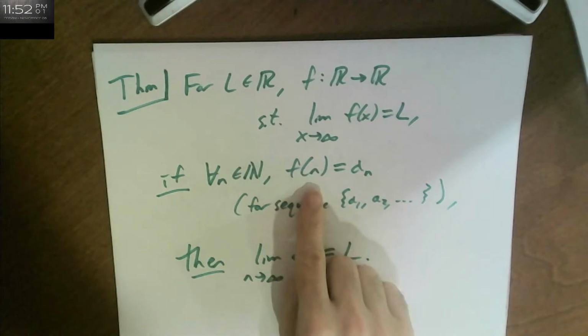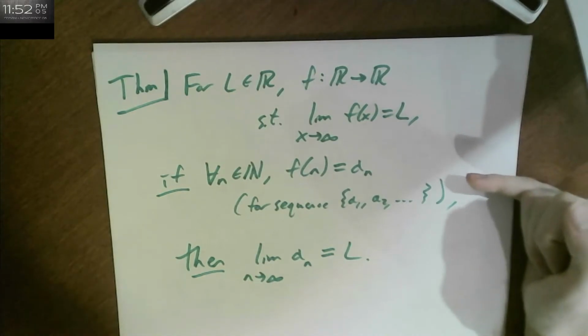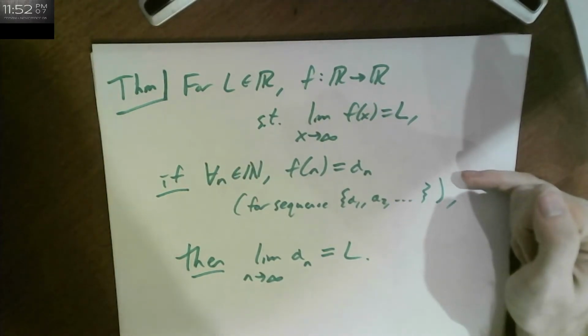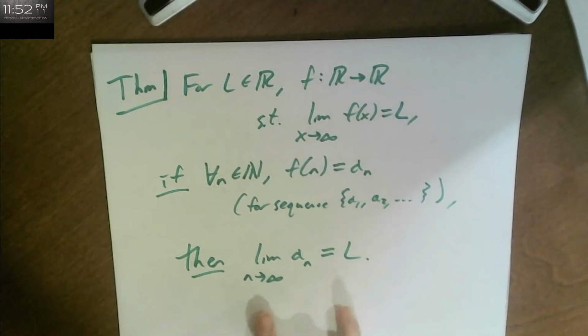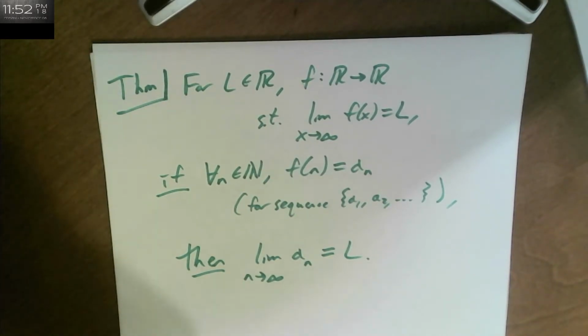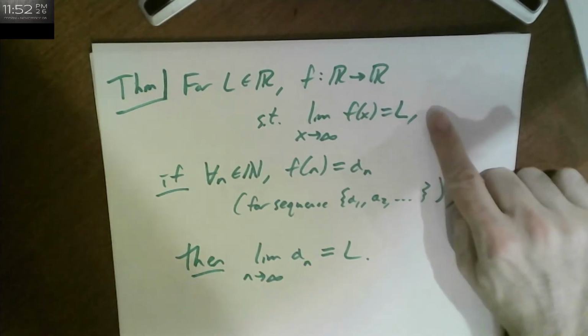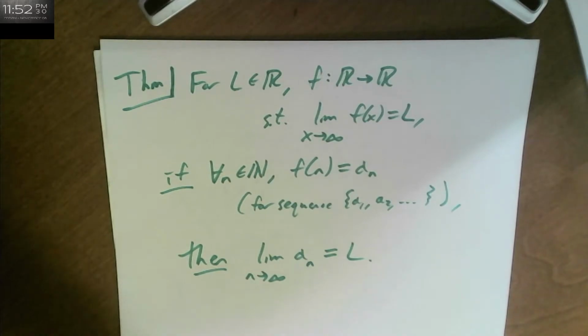When I plug in 93.1, I don't care, right? But they have to agree. The sequence and the function have to agree when I plug in the natural numbers. Then I get that the limit of the sequence is the same as the limit of the function. And in general, this is how we solve for limits of sequences. We convert to a continuous variable and use all of the techniques you already know. If you can prove that limit exists, we're good to go.